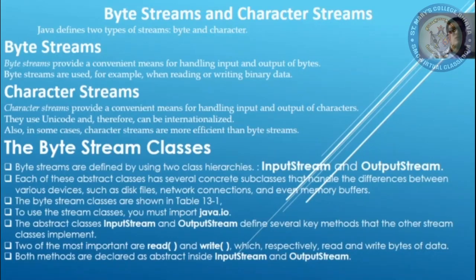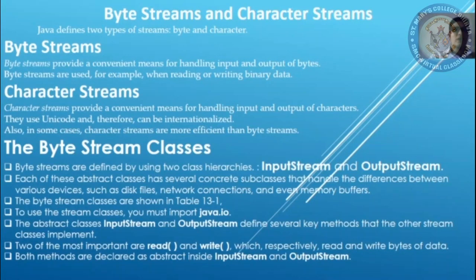First one, byte streams. As the name indicates, byte, we are going to be operating on binary data. Byte streams provide a convenient means for handling input and output of bytes. Byte streams are used, for example, when reading or writing binary data. So by using these streams, you can handle the data in the form of bytes, and you are handling binary data whenever you are reading as well as writing the data.